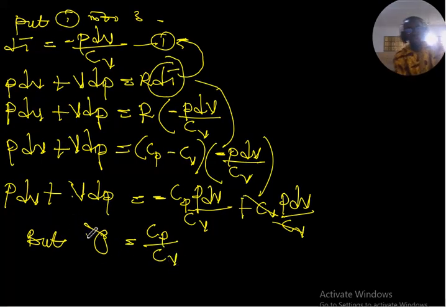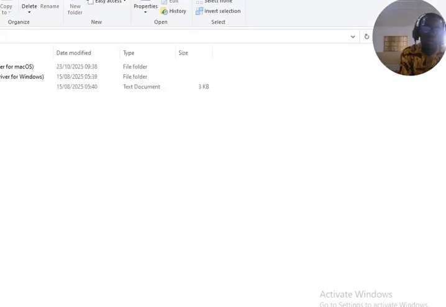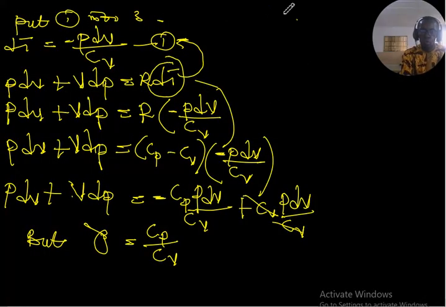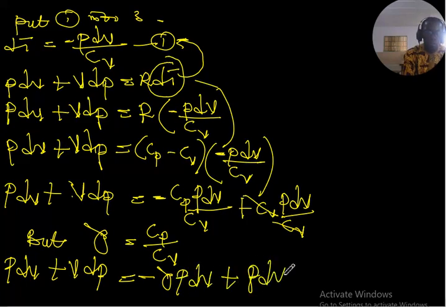Gamma is known as the ratio of molar heat capacity between two gases, Cp over Cv. So if we have that, you bring that back here, you have P dV plus V dP equals to, in place of this Cp over Cv, it becomes minus gamma P dV, then plus P dV. Now you have P dV here, P dV on this other side.